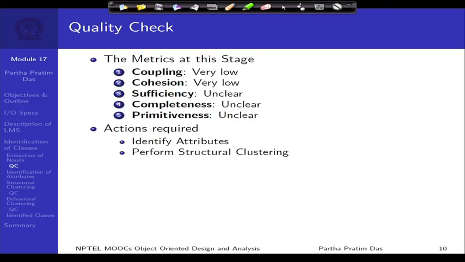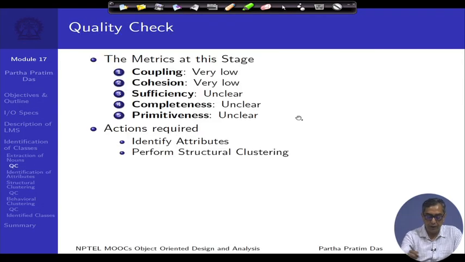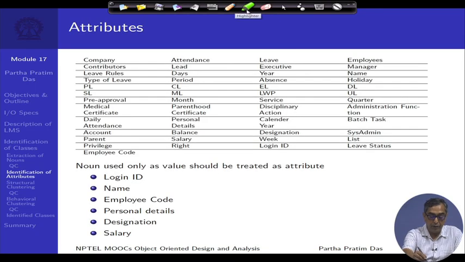So, the next step in the design process, based on what we learnt in the earlier module, is that we will try to identify the attributes out of these nouns, because an attribute is expected to be a noun, and we will perform some structural clustering to see if we can group these concepts better. So, let me take you to that.